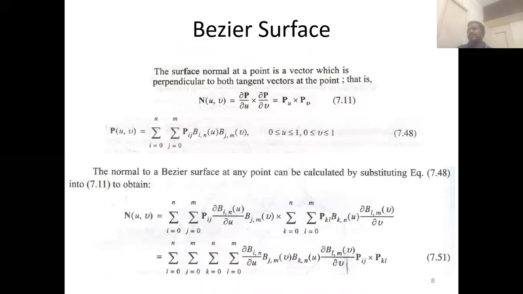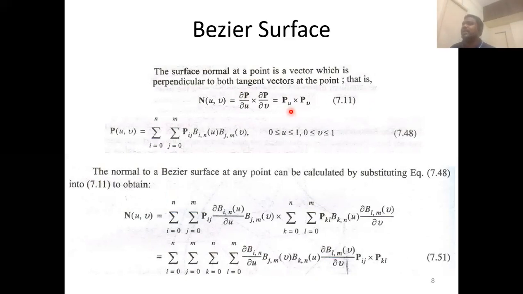Another expression is also there. We know that A cross B will be the normal vector. In this case, dou P by dou U, that is P suffix U. Generally we give this notation: dou P by dou U is P suffix U. It will be a tangent vector.